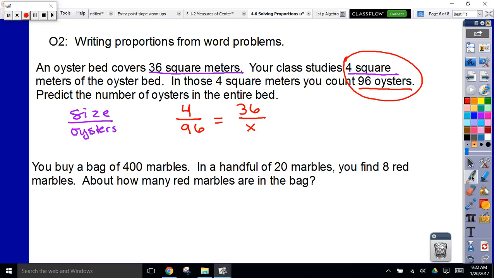Okay, now we just solve the proportion using cross products. So we get 4x equals 96 times 36, which is 3,456. That's a nice number, 3, 4, 5, 6. Dividing both sides by 4, we get that x equals 864 oysters.